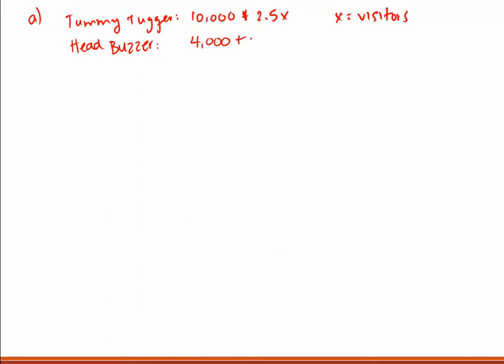Plus 4X. So how do I find where X is equal for both of them? Well, I'm going to set them equal to each other. That means 10,000 plus 2.5X is equal to 4,000 plus 4X. If I solve for X, it is going to give me 4,000 visitors. At 4,000 visitors, both of these options are equally good, or equally costly in this case.